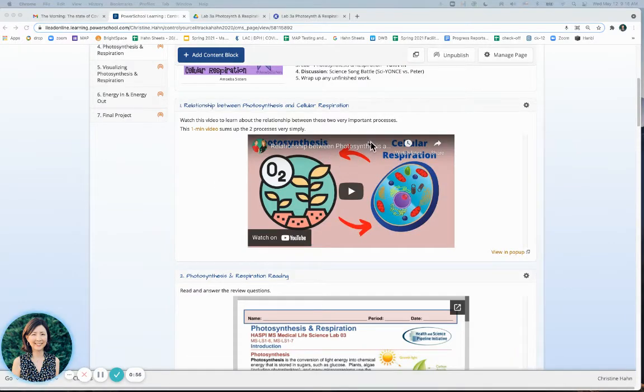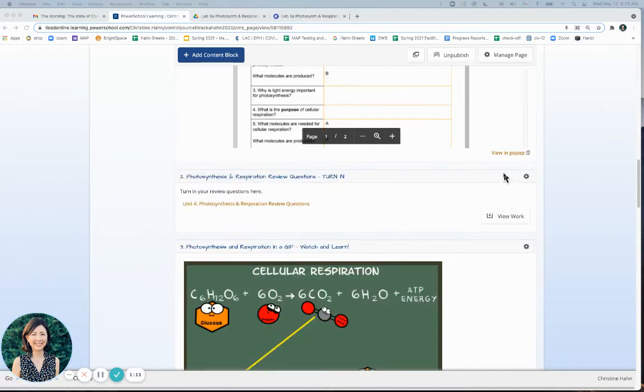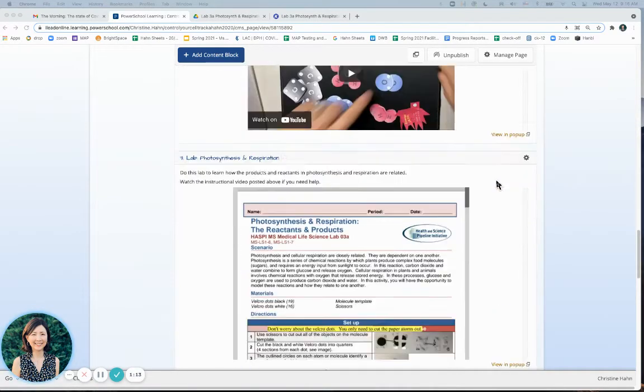So cell respiration produces products that are used for photosynthesis. Photosynthesis then produces products that are used as reactants for cell respiration. Reactants are like ingredients. Okay, so we're going to be doing this lab.